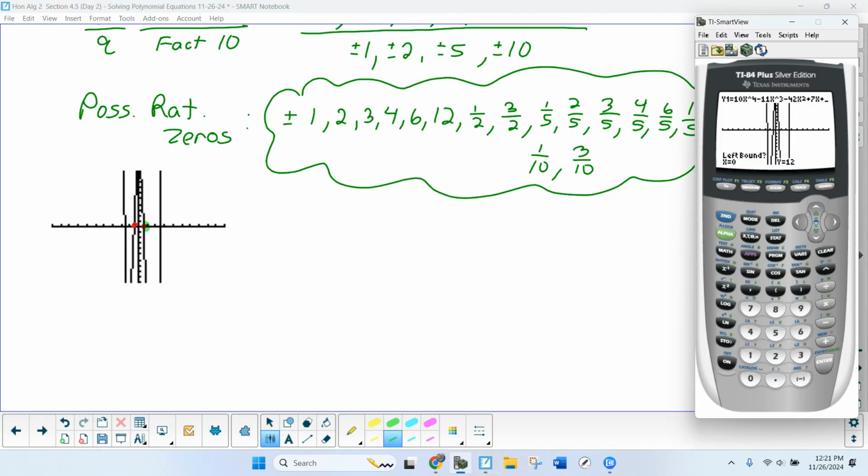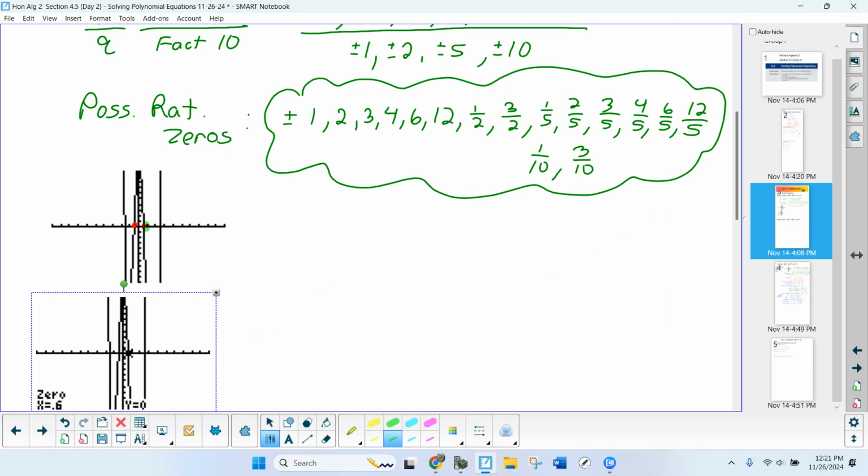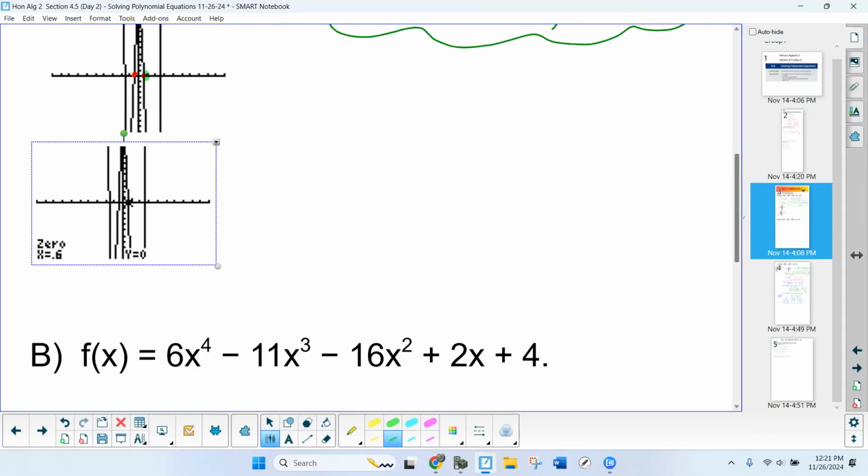So remember when you do left bound, you got to pay attention to where your cursor is. There it is. Okay, I want to be to the left of that 0, hit enter. Come down to the right of that 0, hit enter. Do I want it to guess? I sure do. 0.6. Now it's exactly 0.6. It's not 0.6 repeating. It's not 0.66666. It's 0.6, which is 6/10 or what? 3/5, right? We could read this as 6/10.